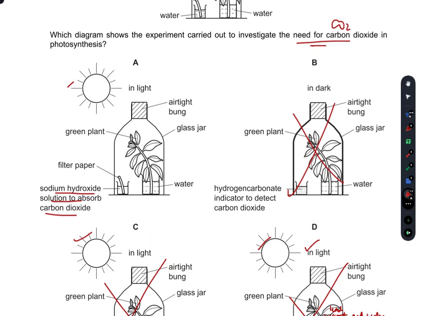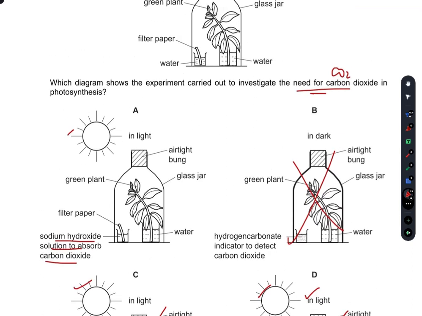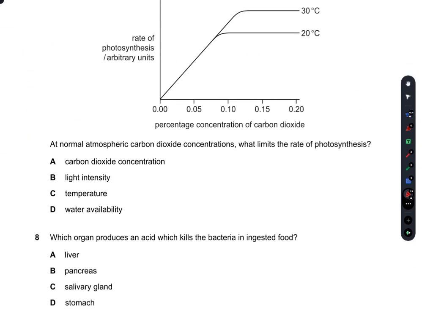for the process. Whereas NaOH solution to absorb carbon dioxide is the best for this purpose. So A is the right answer, because sodium hydroxide would help us gauge the amount of CO2 produced here. So A is the right answer.